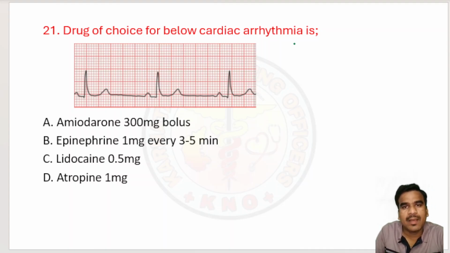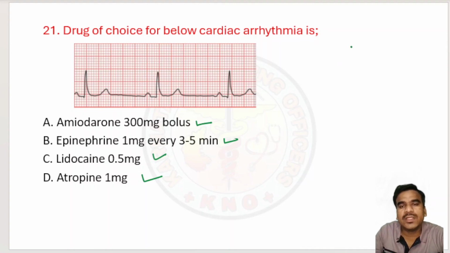Drug of choice for the below cardiac arrhythmia is. Which is the drug of choice? So we'll see the options. Option A, injection amiodarone 300 mg bolus. Injection epinephrine 1 mg every 3 to 5 minutes. Injection lidocaine 0.5 mg. Then atropine 1 mg.